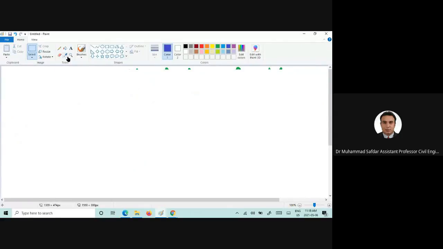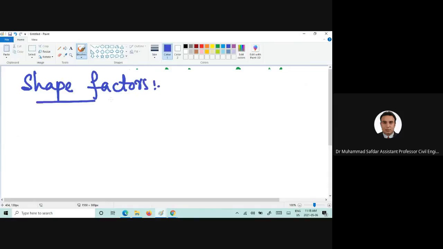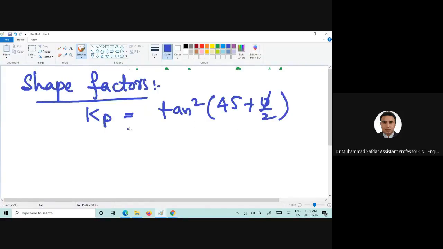Now we will find out the shape factors. And for finding the shape factors, we need to find out the Kp first. And for finding the Kp, we need to use this equation. Okay, please kindly give me this value. 1.85. 1.85. I need another value here as well.